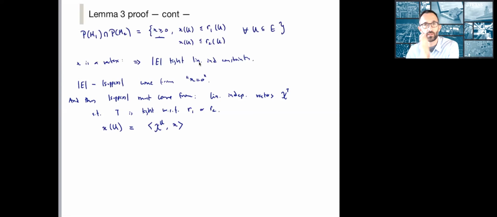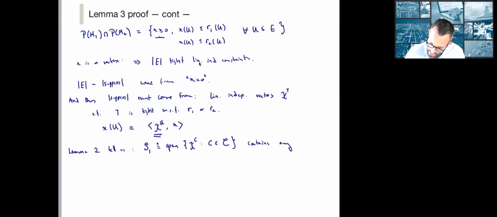It just picks out and sums all of the elements of x corresponding to elements of u. Therefore, if we want to find tight constraints, this corresponds to this vector having to be independent for all the sets u that are tight. Okay. And now we're going to use the previous lemma, lemma 2 from the previous lecture.